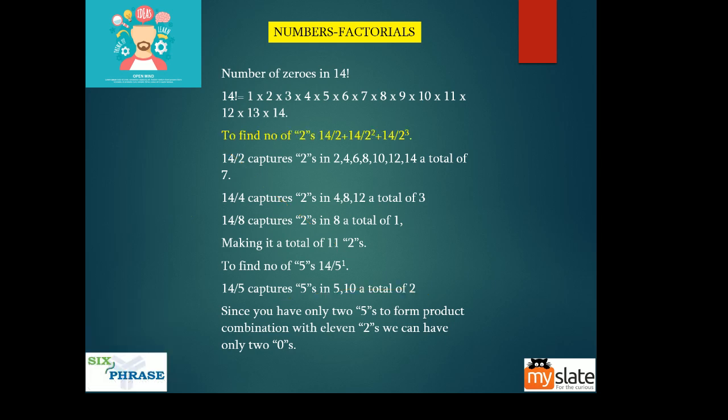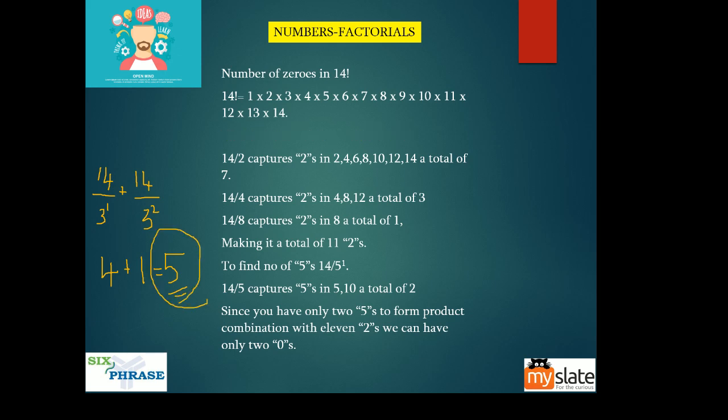So you have to find the number of 3's. How do you find the number of 3's? 14 by 3 power 1 plus 14 by 3 square. I can write 3 square because 9 is less than 14. But I cannot write 3 cube because 27 is greater than 14. So I should stop here. 14 by 3, the quotient is 4. 14 by 3 square, the quotient is 1. So totally I will have 5 3's, and therefore 5 sixes is my answer.